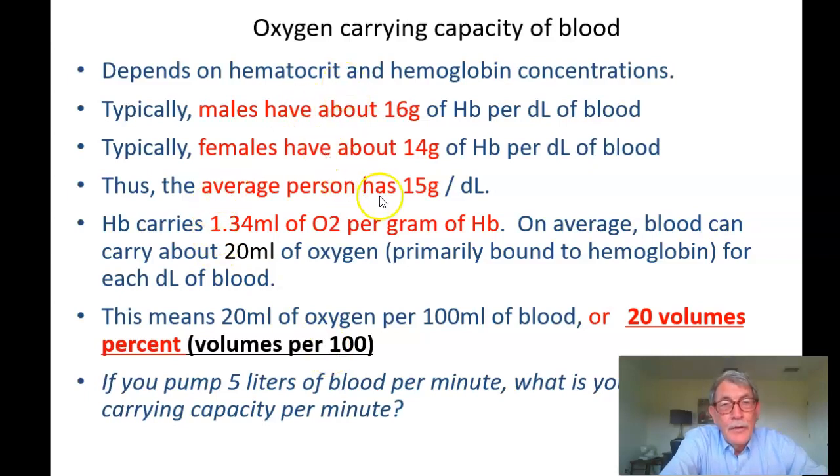Now, the other thing that's important is that men have more hemoglobin than women. It's because their hematocrits are higher. They don't necessarily have more in each red blood cell, but they have more red blood cells. So every deciliter of blood for a male carries more hemoglobin than the female. 16 to 14. Averages out about 15.